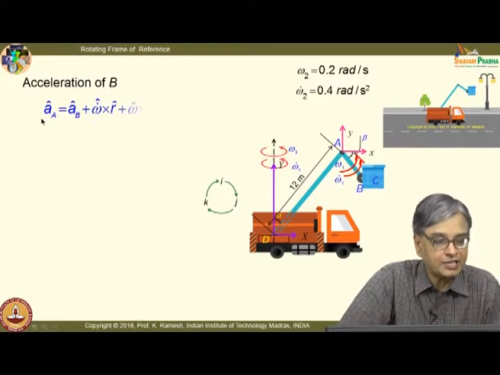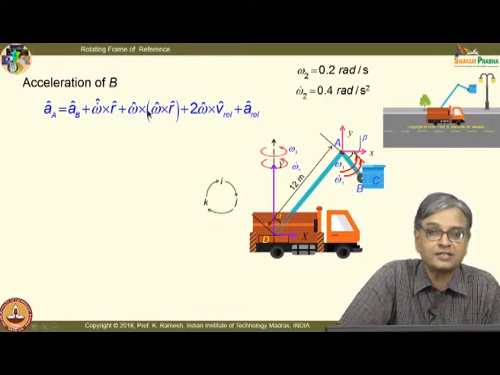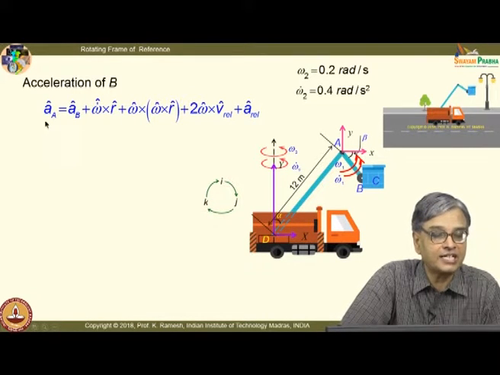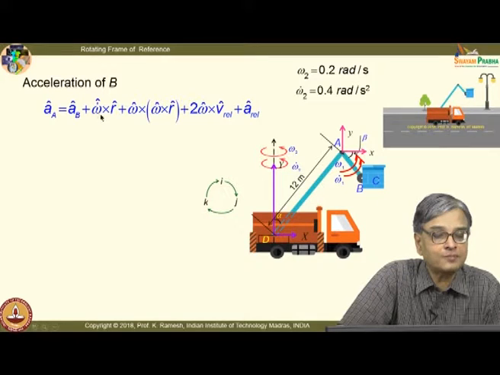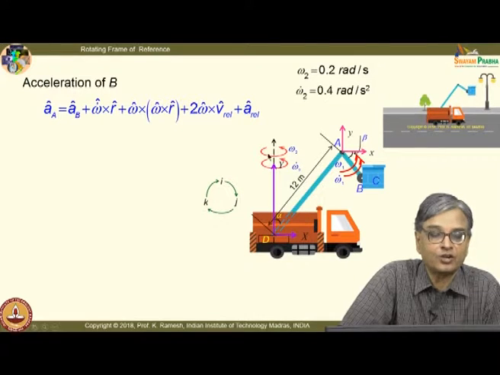Here again I write the expression as learnt in the class. This is not the expression that is to be used directly, we have to interchange the symbols and also substitute what is omega dot, omega and so on. We have already calculated VREL as well as AREL, and this omega is nothing but the rotating frame of reference, that is omega 2, and this will be omega 2 dot.